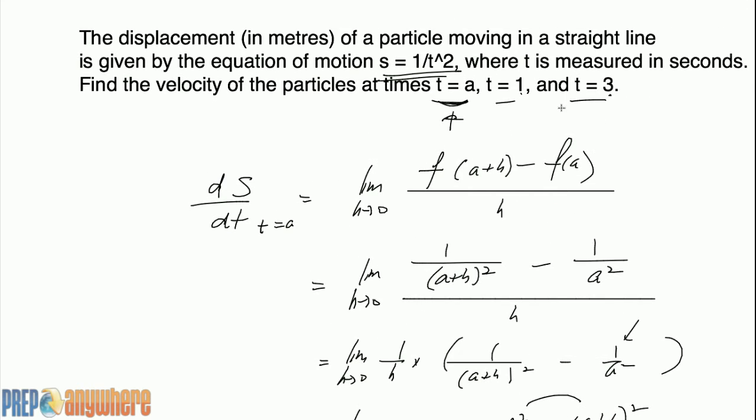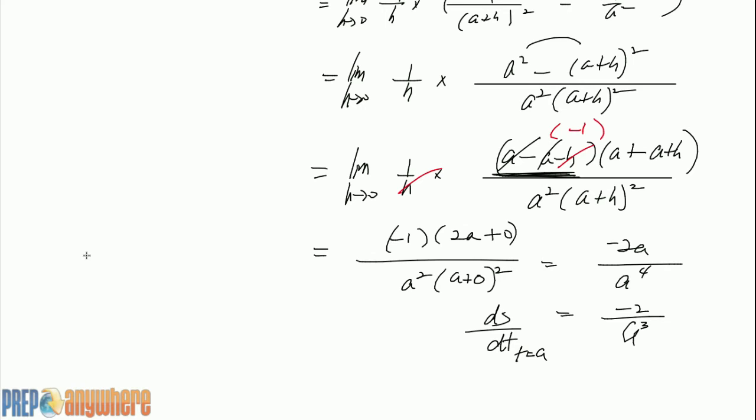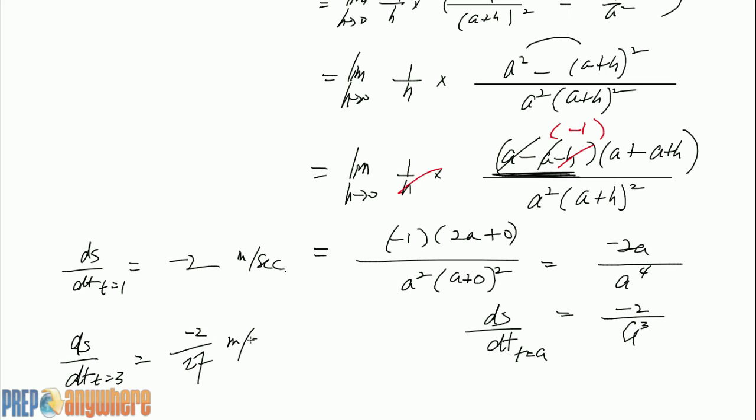Now we also have to find 1 and 3. So ds over dt when t is equal to 1 is just going to be minus 2. Okay, so the units are meters per second, and the velocity of the particle at 3 is minus 2 over 27 meters per second.